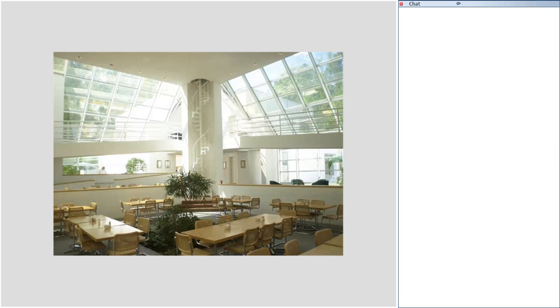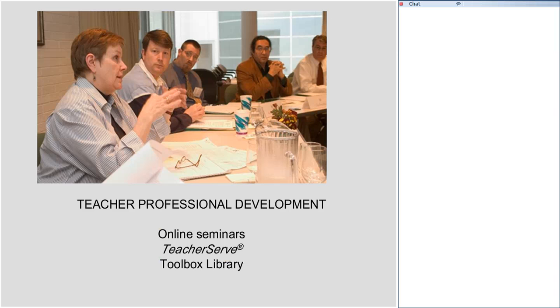Now, that makes the place sound like an ivory tower, and from these photographs, you can see that it could pass for an ivory tower, but the center's founders didn't want it to be an ivory tower. They wanted it to connect with a wide array of audiences, and they were particularly interested in connecting with teachers. And we do that these days in three ways: our online seminars, TeacherServe, and our toolbox library.